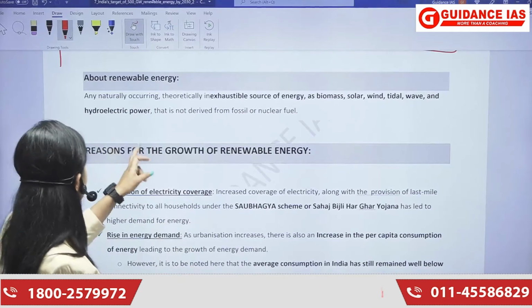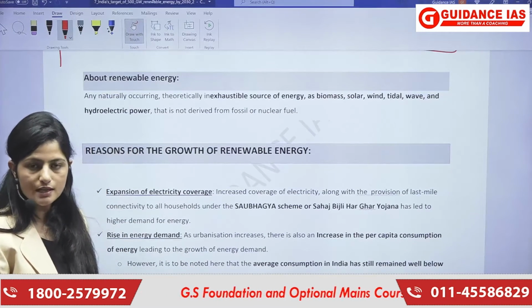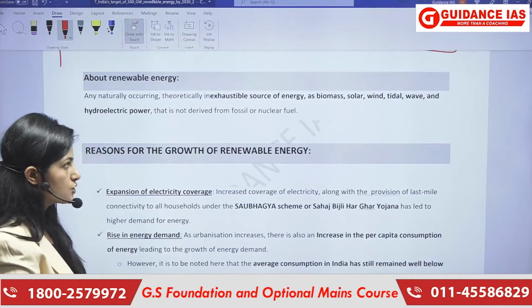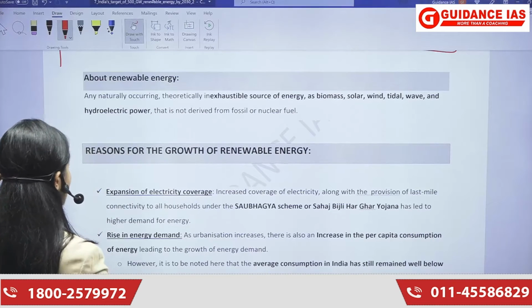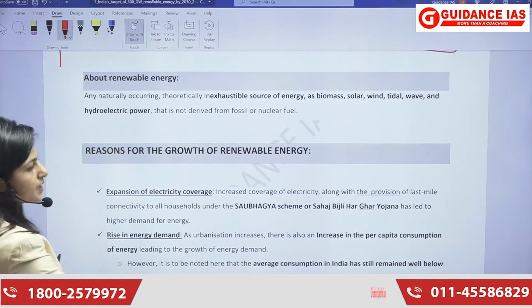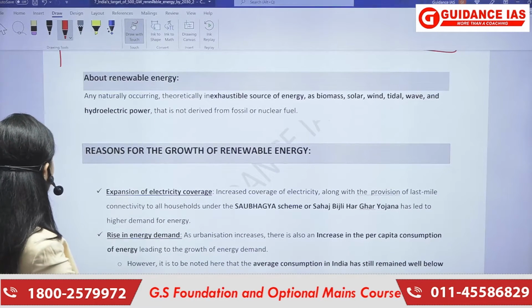Okay, which we get naturally from things. Like for example solar we can utilize to produce the renewable energy. Wind energy we can use, tidal energy, wave energy and hydroelectric energy we can use. So this was just a brief about, and it's very easy. There's nothing to make you understand about what is renewable energy. That's very easy for you to understand.